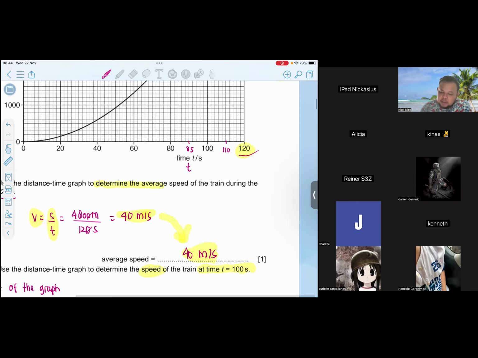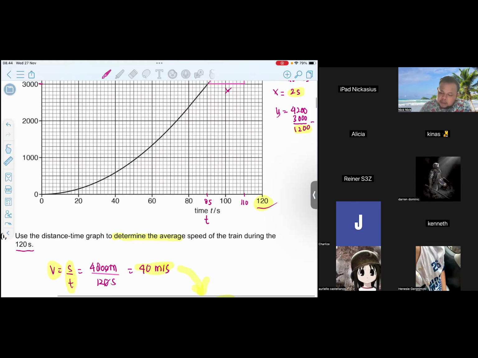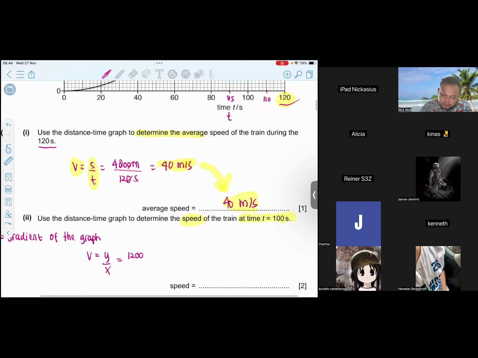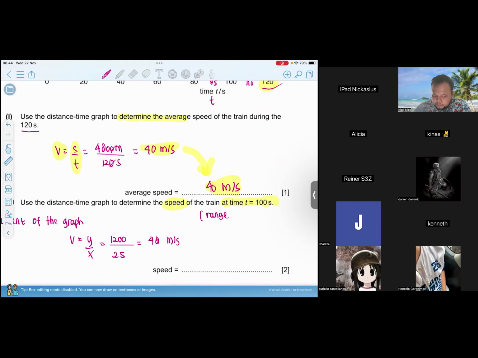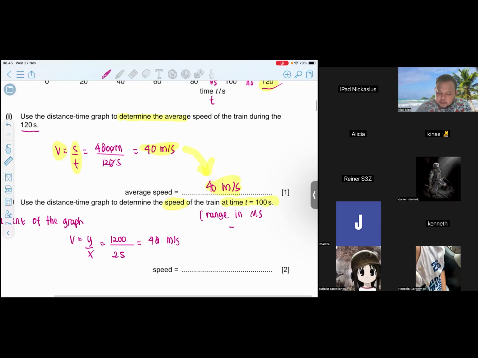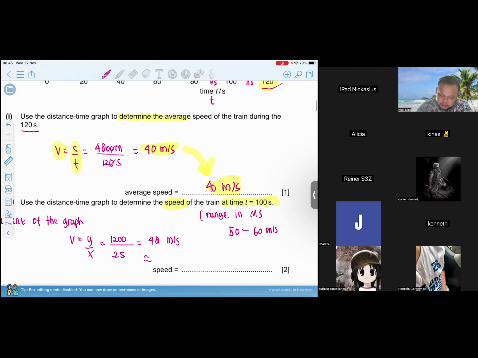The y here we get is 102,000 divided by 25. The answer is 48 meters per second. Now, students, if you see the mark scheme, the range in the mark scheme is from 50 until 60 meters per second. Yeah, we can round off to 50 meters per second.